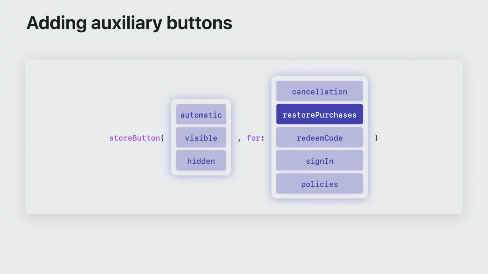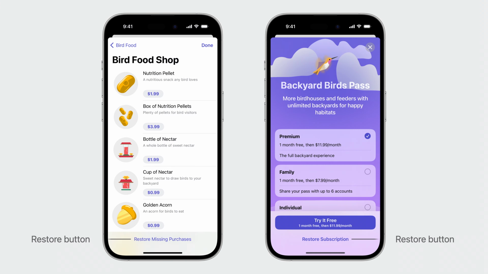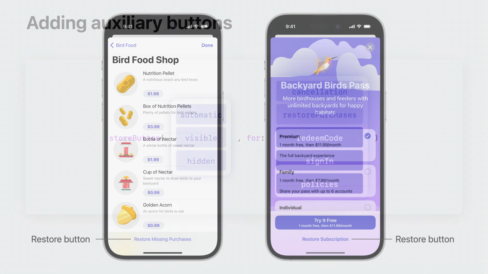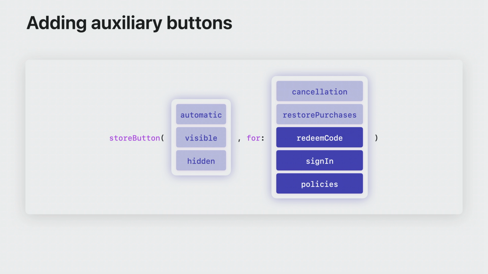Just like the cancellation button, both the store view and subscription store view can show a restore purchases button. By default, the restore purchases button is always hidden, but you can choose to show it in your merchandising UI with the store button modifier. The next three button kinds are only for the subscription store view. We've already talked about the redeem code button.